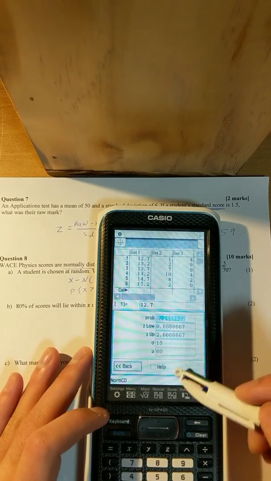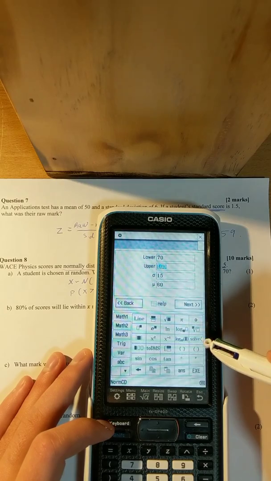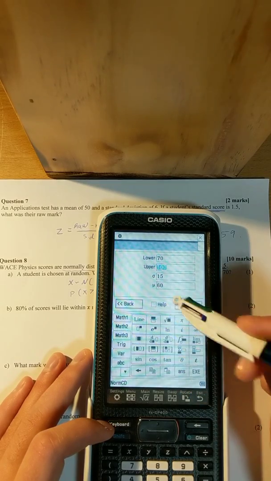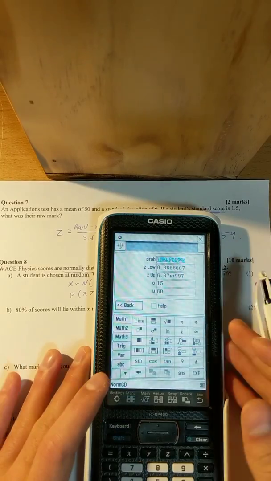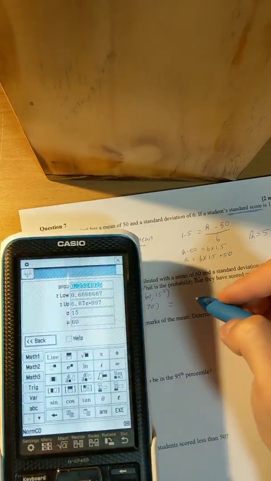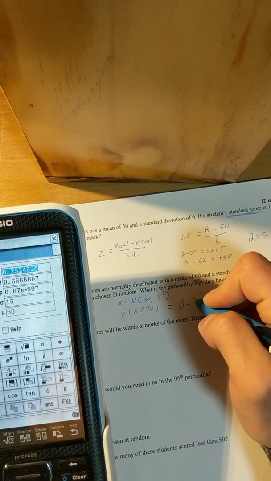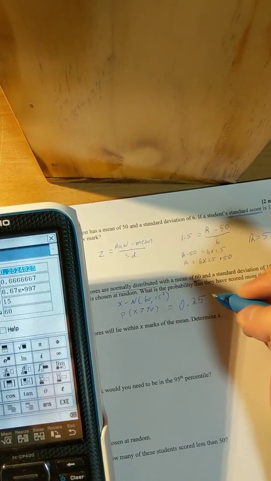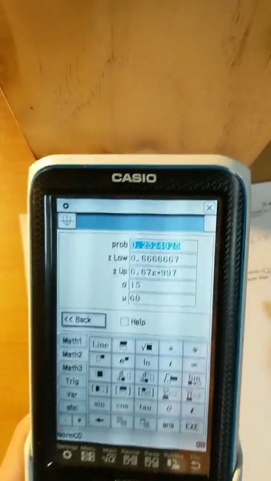0.25. Let's just check quickly what difference it would have made if I had put infinity there instead of 100. And it's still 0.25. And that makes sense because getting higher than 100, even if you could, is so high above the mean that it's going to make very little difference to the probability of getting it. And we only really need to give our answers to 2 decimal places. So 0.25 is fine there.